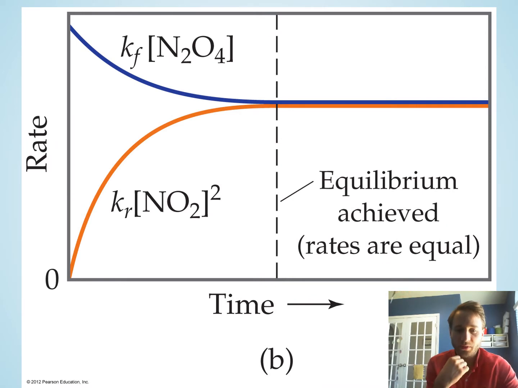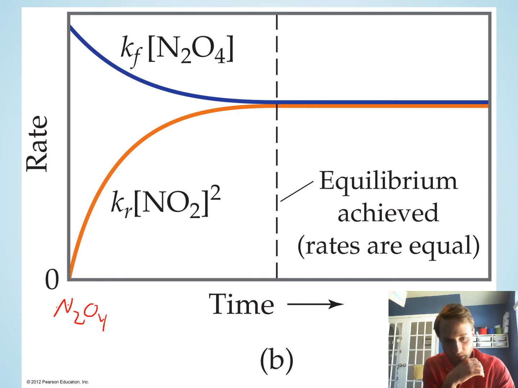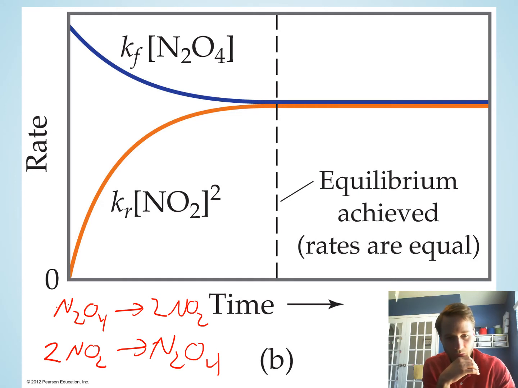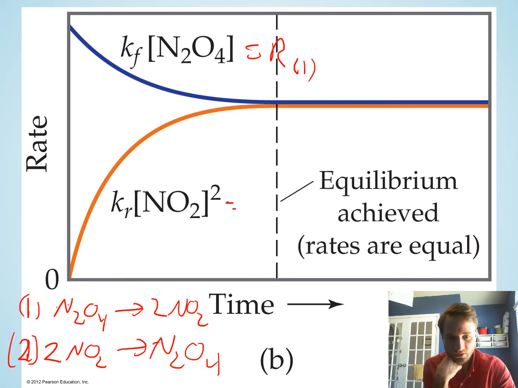But if you look at the rate of the reactions, my reaction here was N2O4 going to 2NO2. That is the reaction in the forward direction. The reaction can also go in the reverse direction, NO2 going to N2O4. The rates of these two different reactions: if I label this reaction 1 and this reaction 2, reaction 1 has a rate of just the forward reaction rate constant, Kf, times the concentration of N2O4. This is the rate of reaction 1, and this is the rate of reaction 2. Initially, that rate is 0 because initially I don't have any NO2 in this reaction.